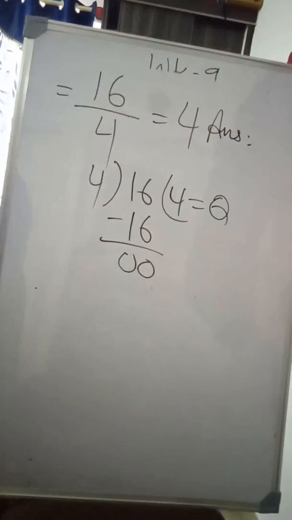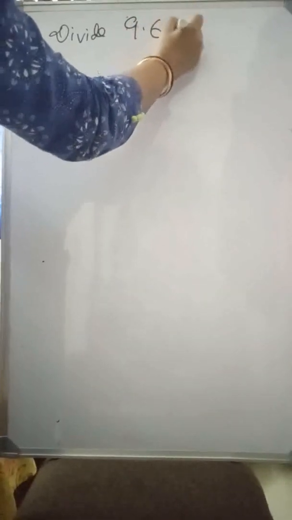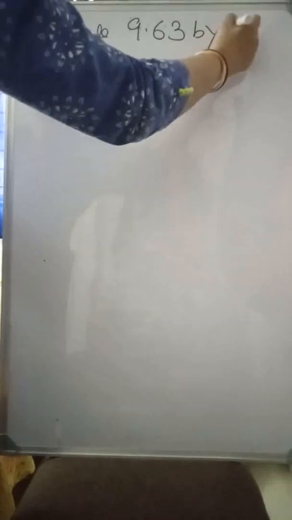Now let us come to another example. I am giving you another example. It is a little bit tricky, children. So always, firstly what you will do? Firstly you will change the divisor, that is decimal number. If the divisor is a decimal number, you have to change the decimal number into whole number. For example, divide 9.63 by 0.09. All of you see.